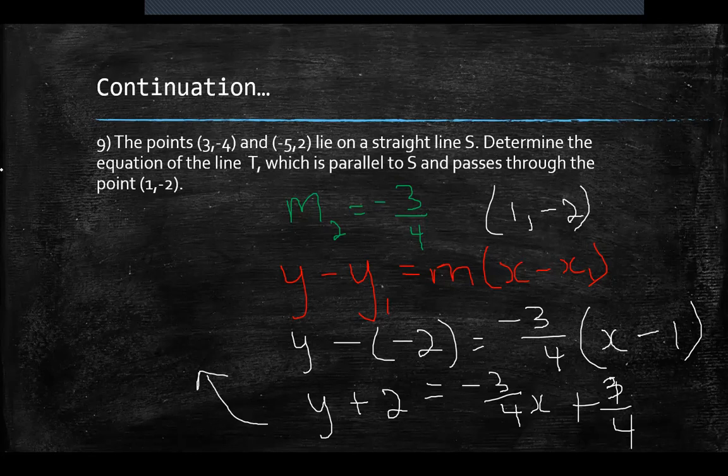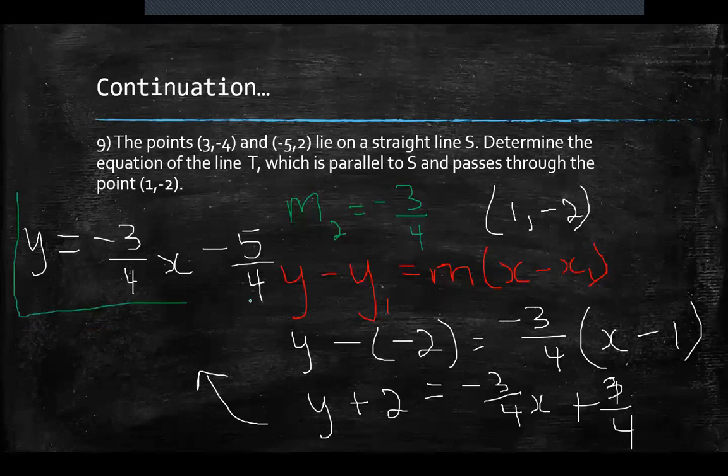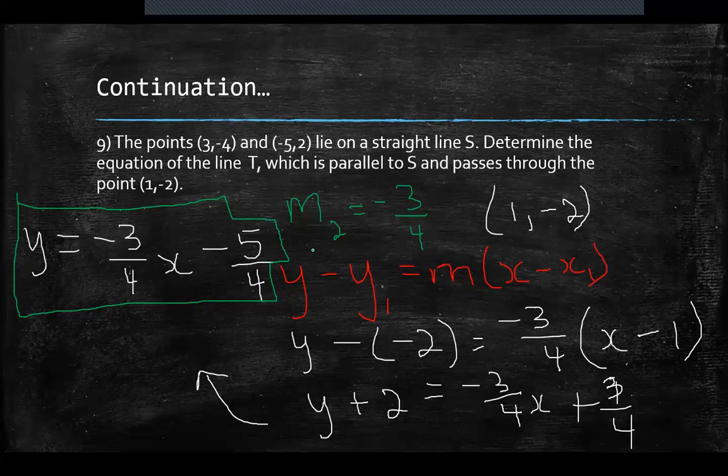Okay, continuing over here. Subtract 2 on both sides. So this becomes y is equal to -3/4 x minus 5/4. Everybody got this or understand how I got this? That's the answer. Okay, one person. Can I have somebody else answer me, please? Yes, miss.